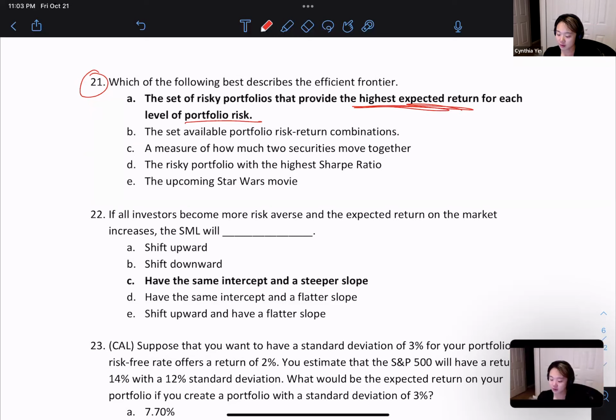The set of available portfolio risk rating combinations. This is the investment opportunity set. A measure of how much two securities move together. This is covariance. Risky portfolio with the highest Sharpe ratio. This is the tangent portfolio.